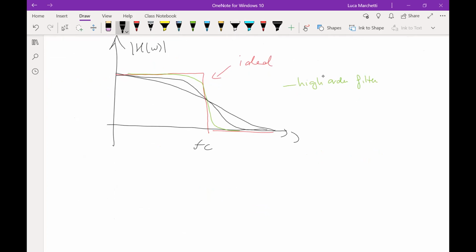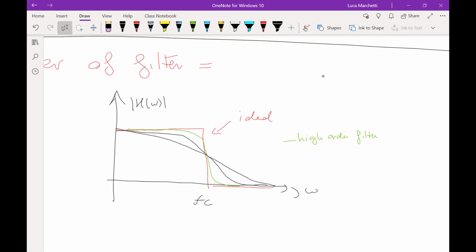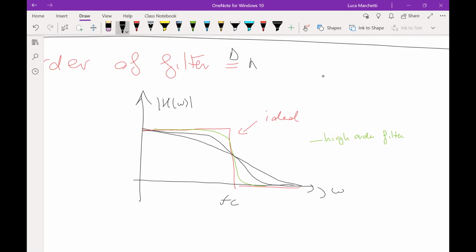However, this comes with one drawback, one disadvantage, and it is related to the definition of high order. The order of a filter, you can prove, is also equal to the number of reactive components in the circuit. Remember that reactive components are capacitance and inductance. So you can understand the order of a filter by counting the number of reactive components. Let's do an exercise very fast.